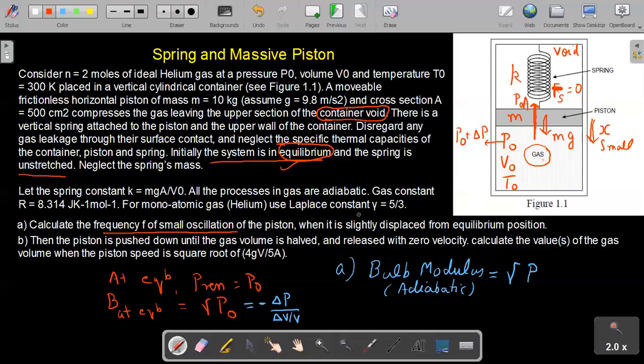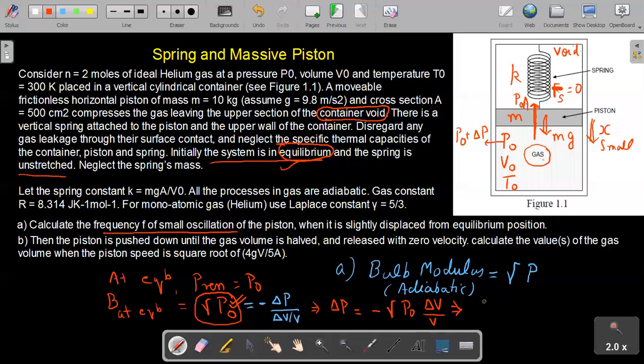If that displacement x is very small, then for that small displacement you can consider the bulk modulus of elasticity as a constant parameter. And if we can consider the bulk modulus of elasticity as a constant parameter, then the corresponding change in the pressure of gas will be minus gamma P naught times delta V over V.